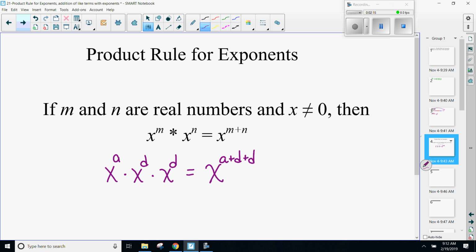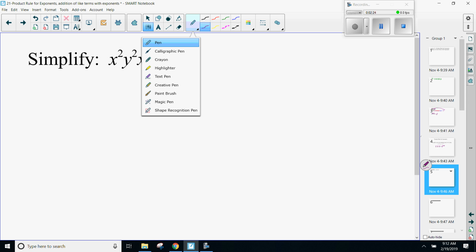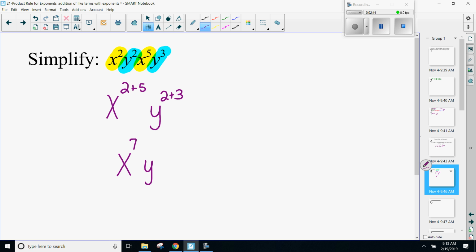So you add the exponents if the value is the same, x and x or y and y, something like that. Okay, this one. You look at the x's and you look at the y's. Add the exponents. So you get x to the 2 plus 5 and y to the 2 plus 3, which means you end up with x to the 7th, y to the 5th, and there's your simplified answer. Good. Just add the exponents of like bases.